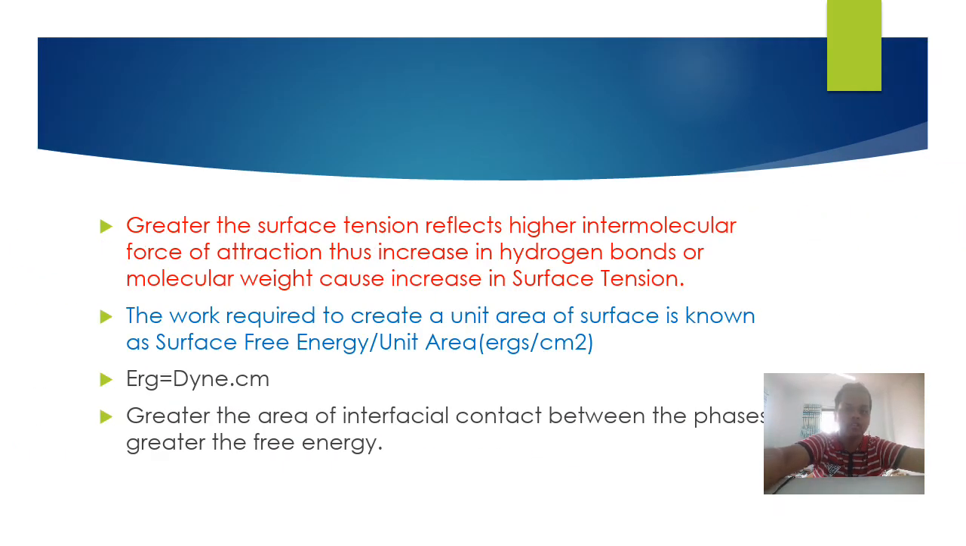Now the greater the surface tension, the higher the intermolecular force of attraction, thus an increase in hydrogen bonds or molecular weight causes an increase in surface tension. So the higher the surface tension, the higher the force of attraction and the hydrogen bonding. The work required to create a unit area of surface is known as surface free energy, and in the CGS unit it is erg per centimeter square, as the unit of energy in the CGS is ergs.